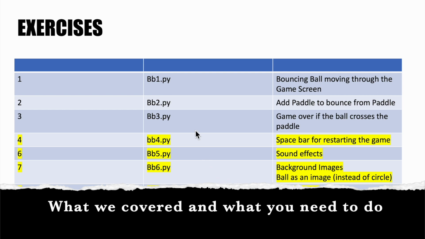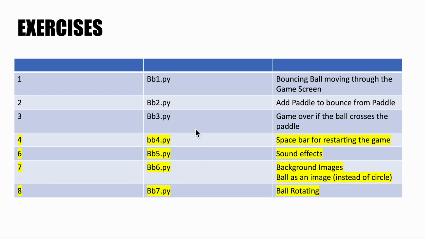The first three are the things which we have already completed. So we have completed the bouncing ball moving through the game screen. We added a paddle, and we made the base game by ending the game also in case the ball crosses the paddle. So these three things are already done. BB4 is the space bar for restarting the game. BB5 is for sound effects. BB6 is for background images and ball as an image. And BB7 is for ball rotating.